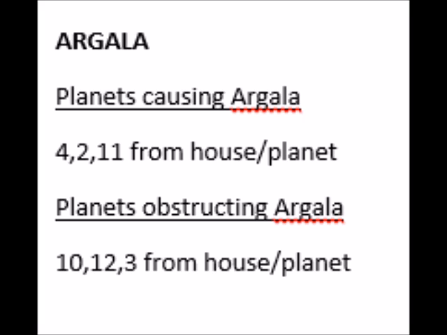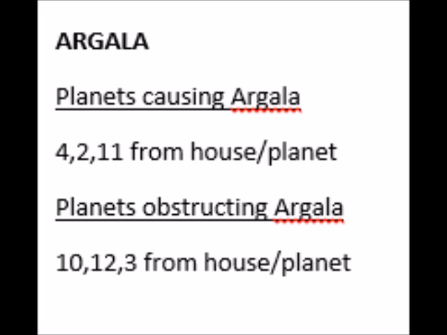Another rule on Argala which Sage Parashara has mentioned is that if there are 3 or more malefics in the 3rd from any house or planet, then it will cause something called a Viparit Argala, which actually is a very favorable Argala. Meaning, if there are 3 malefics from a planet or a house, they will be very favorable for that person.